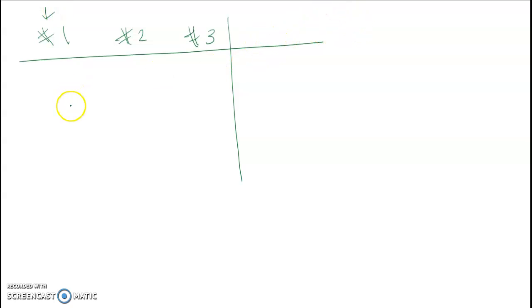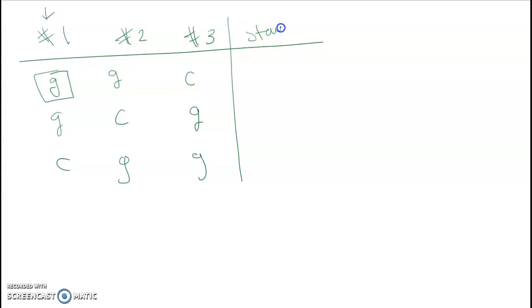So here are our three cases. It could be goat, goat, and car; or goat, car, and goat; or car, goat, and goat. Let's take a look at the first case, where the player picked the first door. The player is standing behind door number 1, with the option of staying versus switching. This mathematician's claim is that the player should always switch.